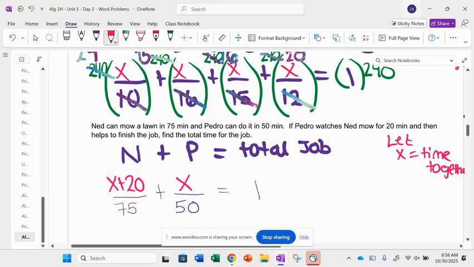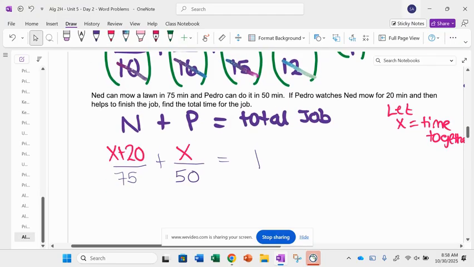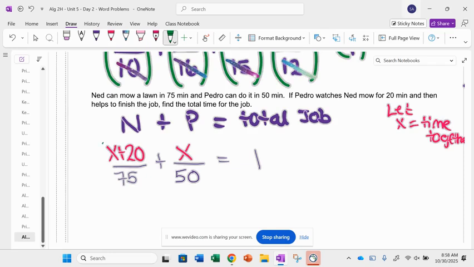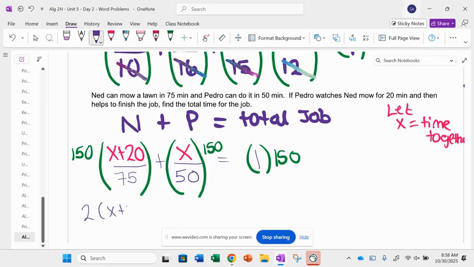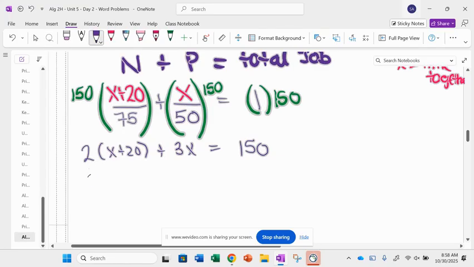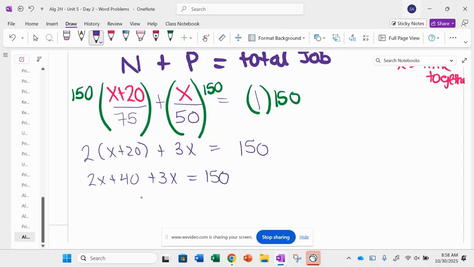So we're going to eliminate this denominator. I'm going to multiply by 150. So we're going to end up with 2 times the quantity of x plus 20 plus 3x equals 150. So distributing that too, we have 2x plus 40 plus 3x equals 150. If you solve this, you're going to get x equals 22.